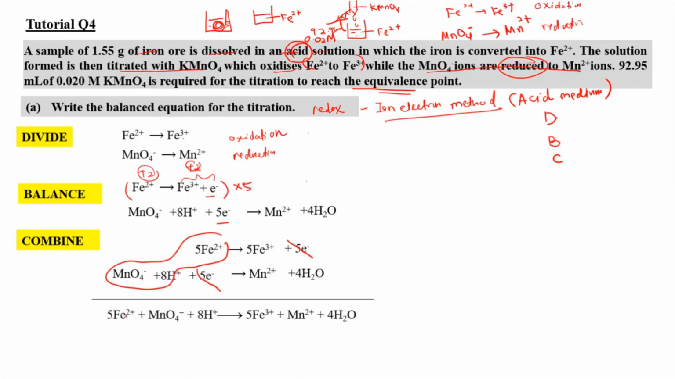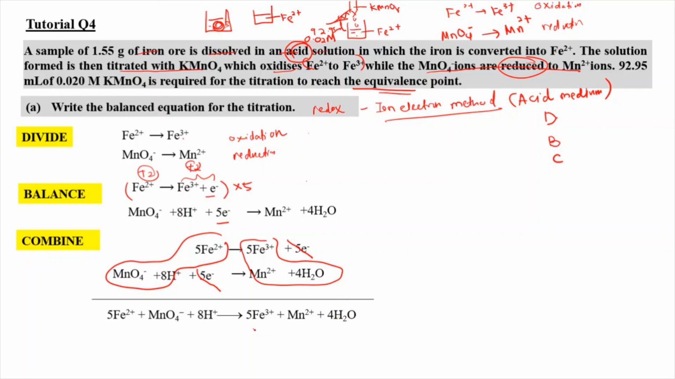Then you just copy back 5 Fe2+, MnO4 minus, plus H plus. Same goes here, just copy back: 5 Fe3+, Mn2+, plus 4 water. And this is how you do the balancing of the equation for the titration.